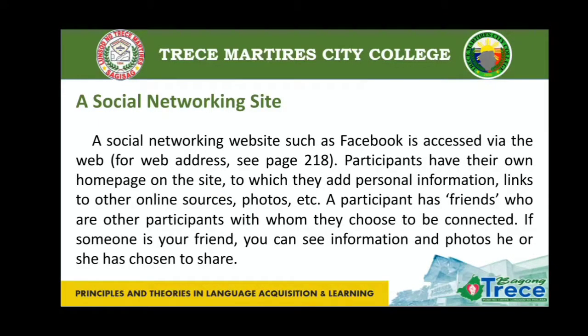Next, a social networking site. A social networking website such as Facebook is accessed via the web. For web address, see page 218. Participants have their own homepage on the site to which they add personal information, links to other online sources, photos, and etc. A participant has friends who are other participants with whom they choose to be connected. If someone is your friend, you can see information and photos he or she has chosen to share. So, the best example of a social networking site is Facebook, wherein if you want to be friends with your best friend, you can just search her name, then you can add him or her. You can also share your personal information in it, and your friends will be the ones who will see it.